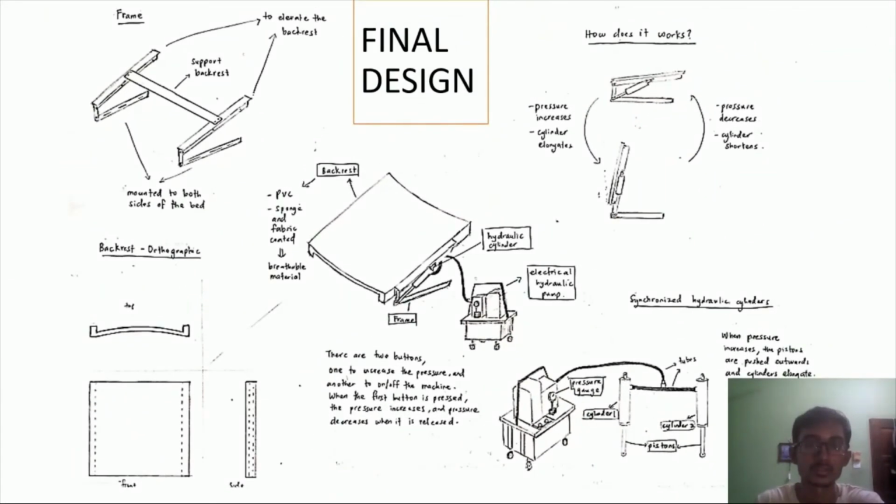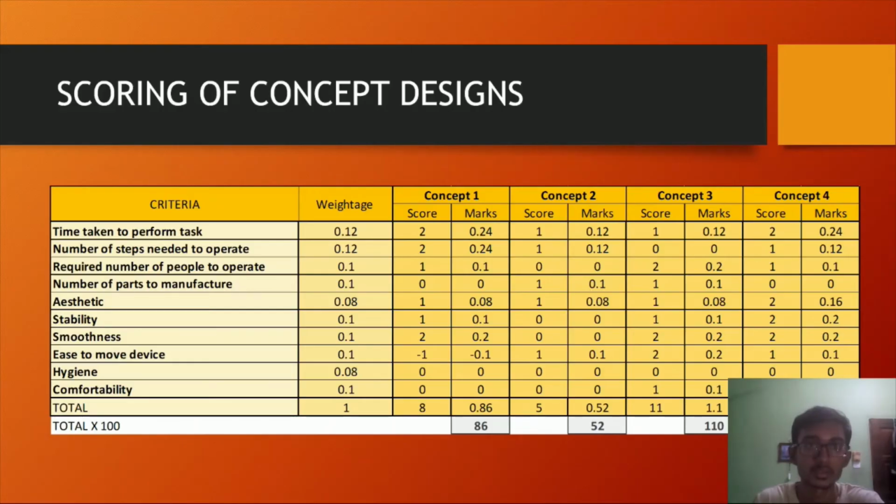Hi everyone. Since concept 4 got the highest mark after the scoring process, it is chosen to be the final design of group 5. However, a modification is made to the design before finalizing it, and the modification is made by choosing one criteria in the scoring part to be improved in the design. So that criteria is the number of steps needed to operate the device. In order to reduce the steps to activate the device, we have replaced the manual hydraulic pump in the device by an electrical hydraulic pump.